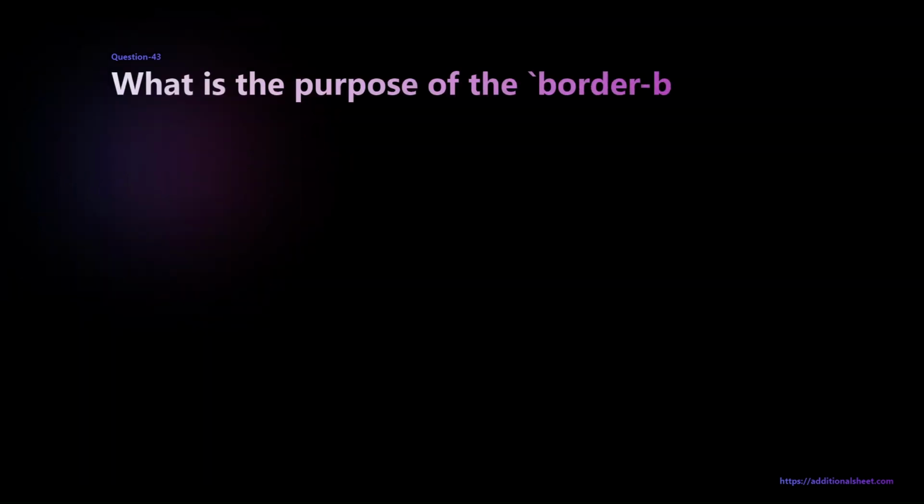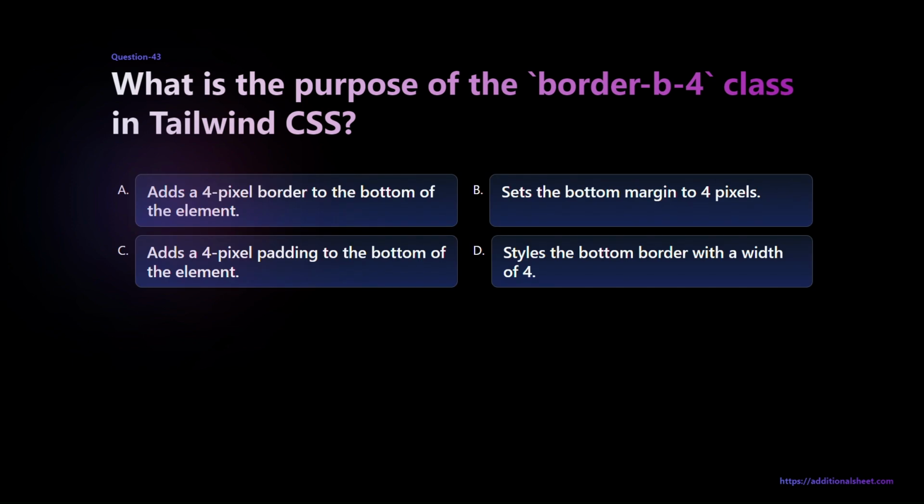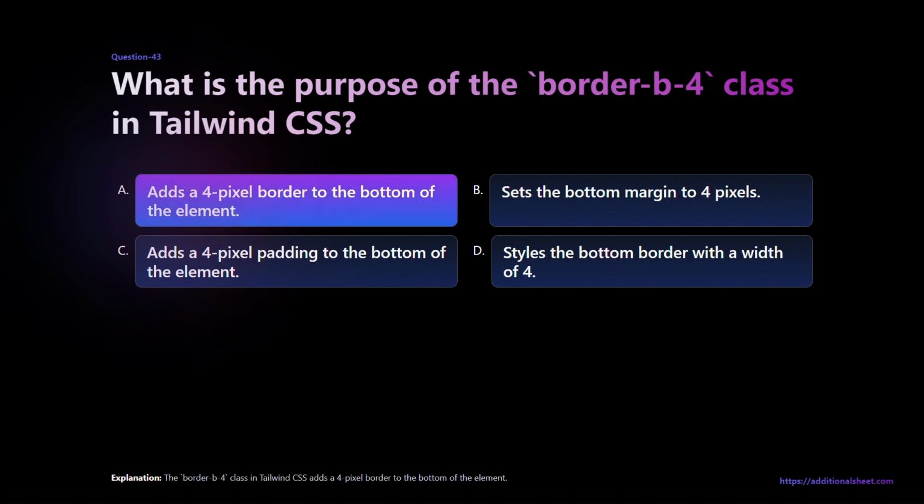What is the purpose of the border-b-4 class in Tailwind CSS? Option A, adds a 4-pixel border to the bottom of the element. Option B, sets the bottom margin to 4 pixels. Option C, adds a 4-pixel padding to the bottom of the element. Option D, styles the bottom border with a width of 4. The correct answer is option A, adds a 4-pixel border to the bottom of the element.